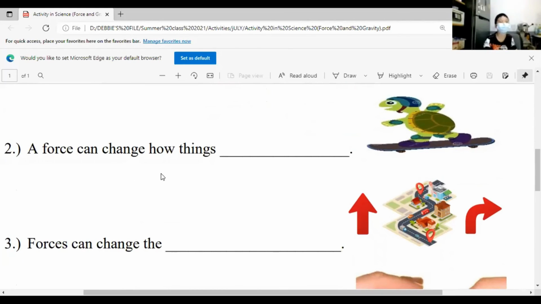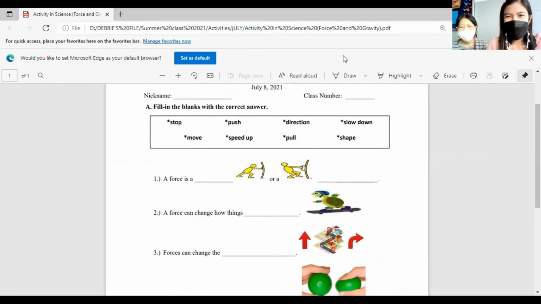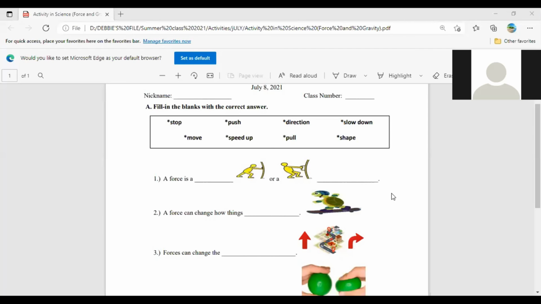Okay, for number two, what about this? A horse can change how things blank. What do you think is the answer? Can change what? You have there a picture of a turtle riding on a skateboard. The words are: stop, move, push, speed up, direction, pull, slow down, or shape. Number two, what do you think is the answer?